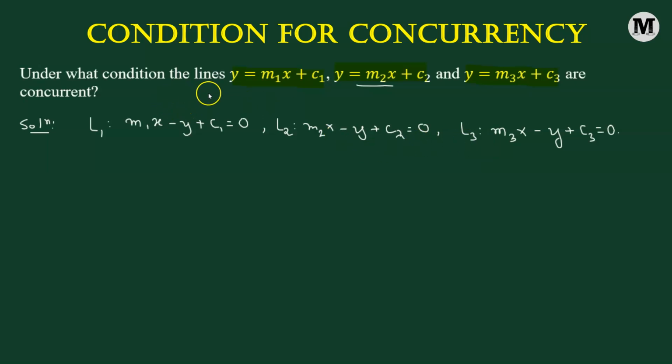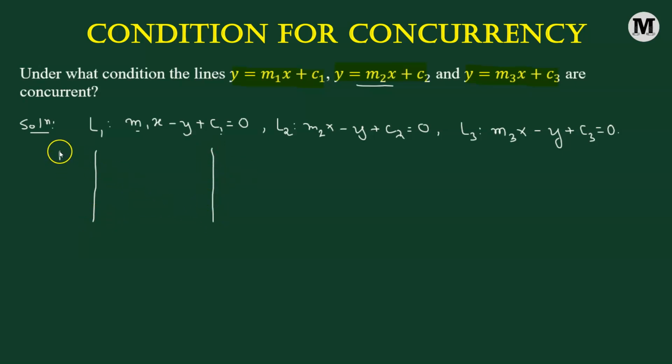Now we need to show the condition under which they are going to be concurrent. We know that if we want to show that three lines are concurrent, all we have to do is form a determinant using the coefficients of x and y as well as the constant term. And if we can show that the determinant is 0, then the three lines are going to be concurrent. So let's form a 3 by 3 determinant.